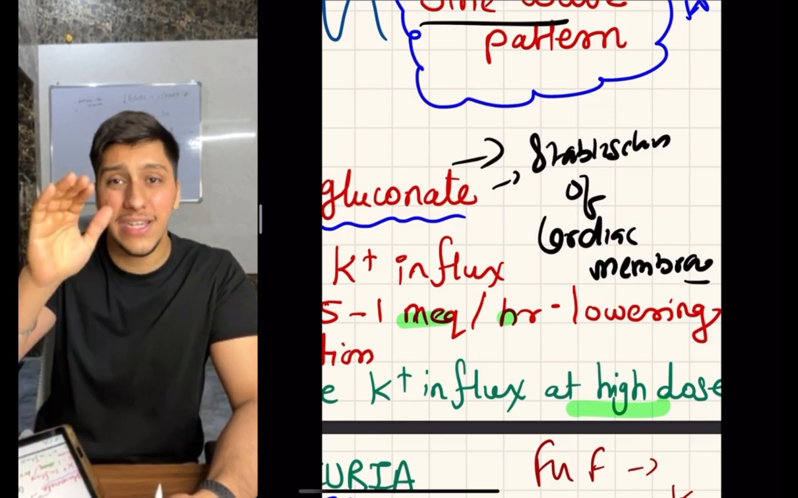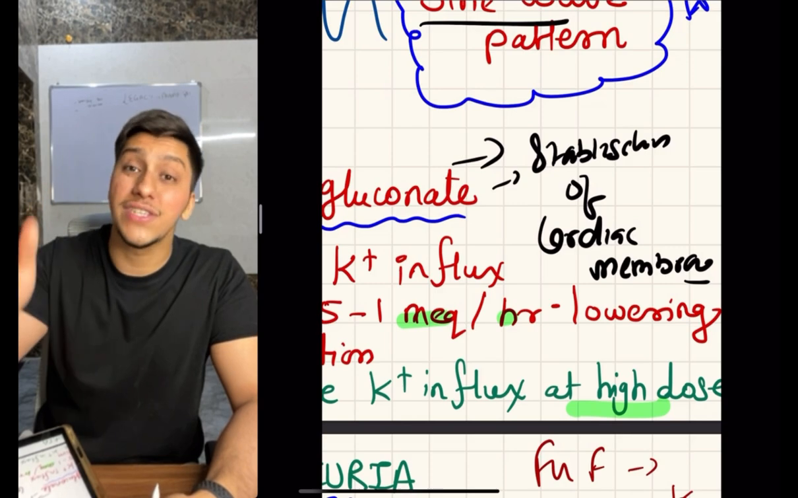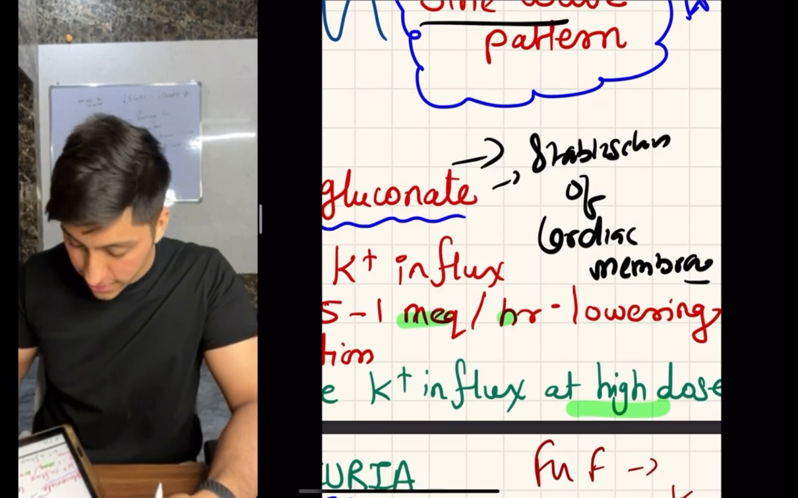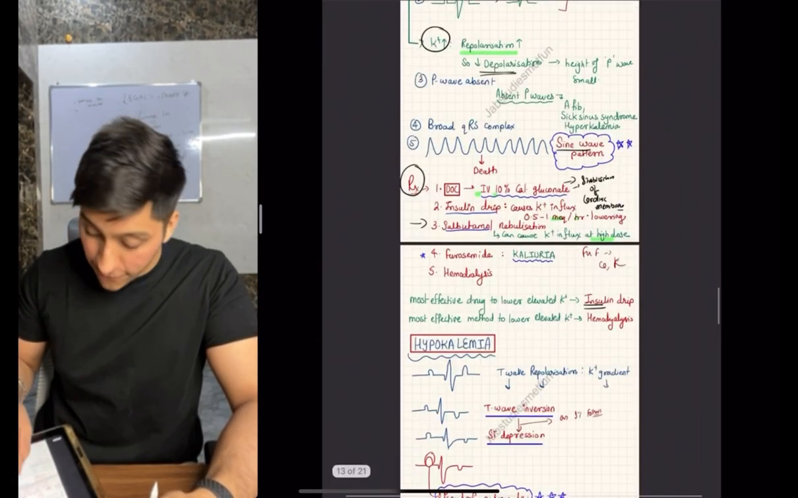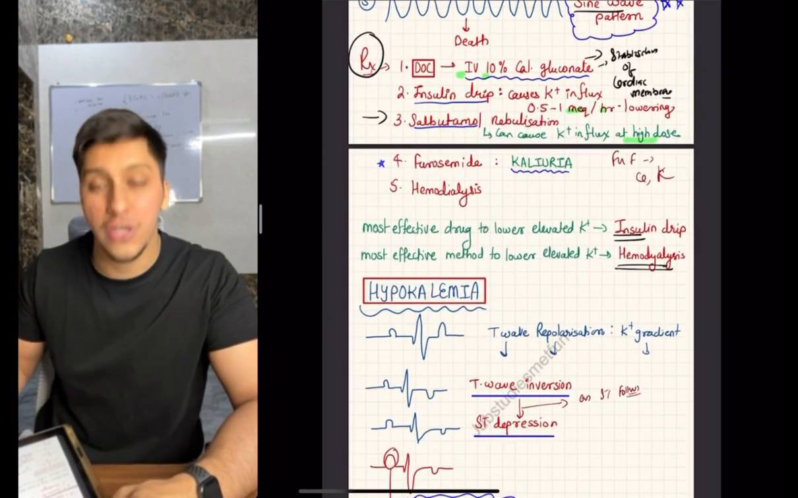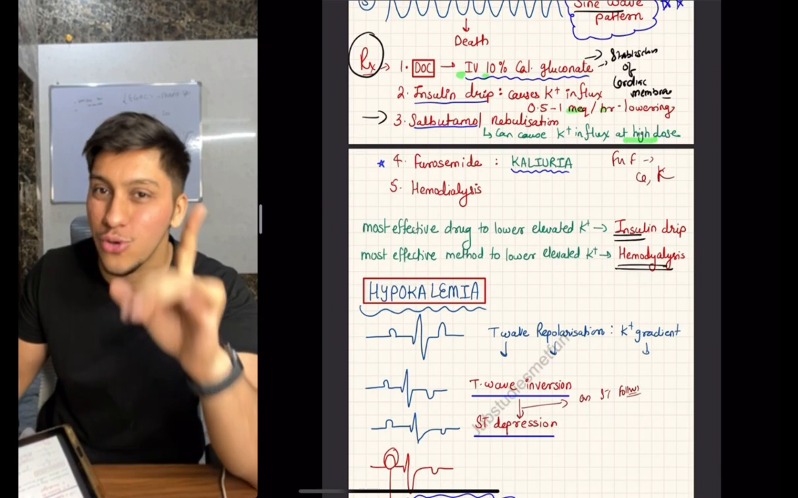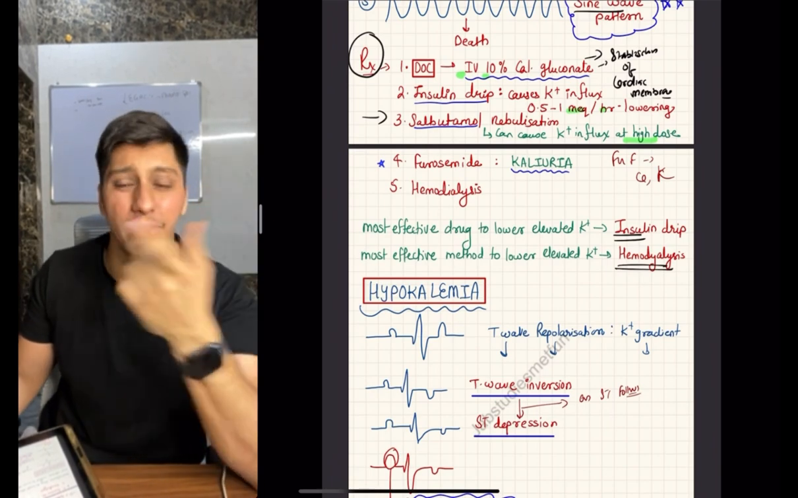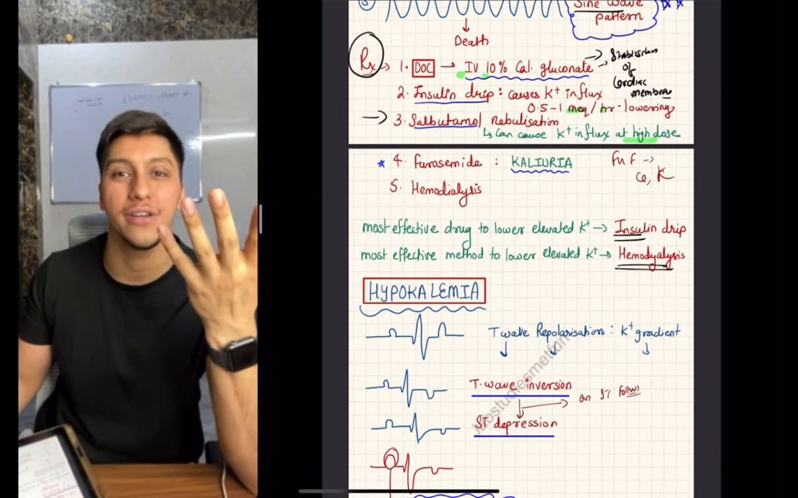It doesn't cause a decrease in the potassium. The drug which is decreasing potassium is over here going to be insulin. The best drug is insulin, and the most effective method is going to be hemodialysis. Okay, because the route of excretion of potassium is going to be renal. So thereby there is very little to mug up. It's all logic, correct?